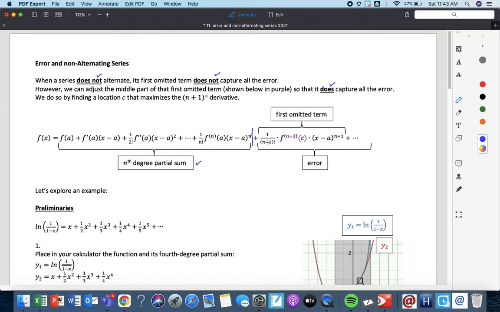The first term you omit is the n plus first term, and there it is. If I had placed here a, so if I had evaluated the n plus first derivative at a, where the series is centered, I would have gotten precisely the first omitted term. But we're going to choose a new location to evaluate the n plus first derivative that will make this part larger, which by extension makes the entire first omitted term larger. And by inflating it, we will make it large enough so that it captures all the error of all the subsequent terms added up. And this exploration sort of shows you how that happens.